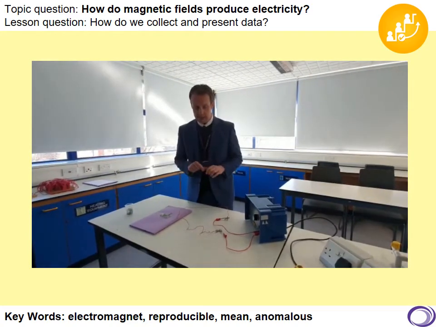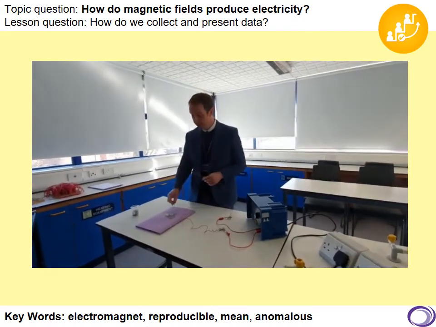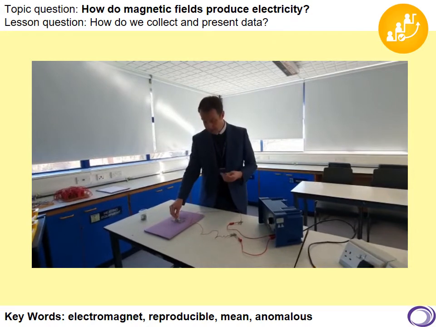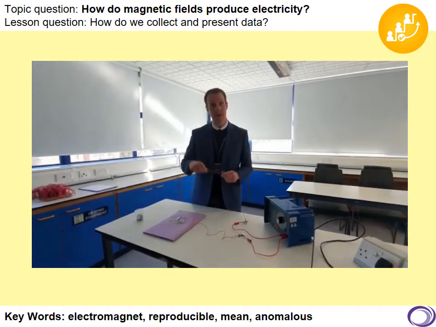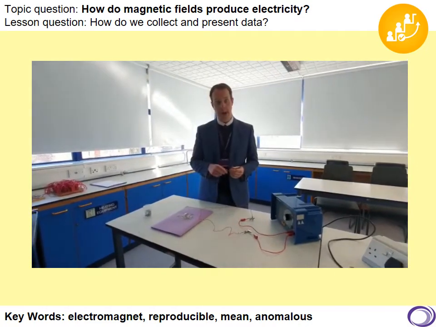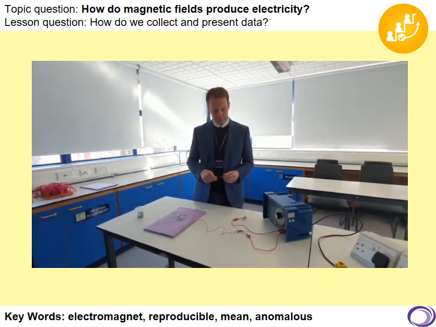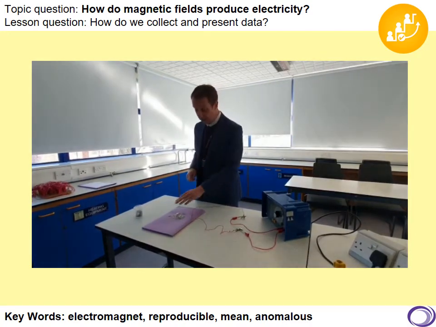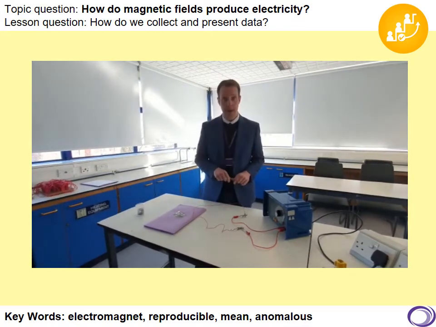In order to do this experiment, I'm going to need a way of measuring the strength of the electromagnet, and to do that I'm going to see how many magnetic iron paper clips we are able to pick up with it, and obviously the stronger the magnet, the more paper clips we'll be able to lift. So that will be my dependent variable, the number of paper clips lifted.